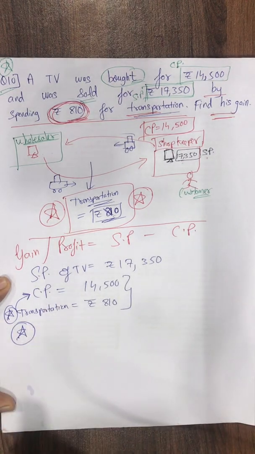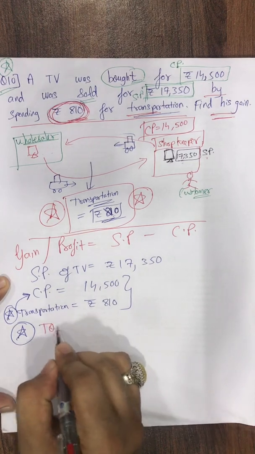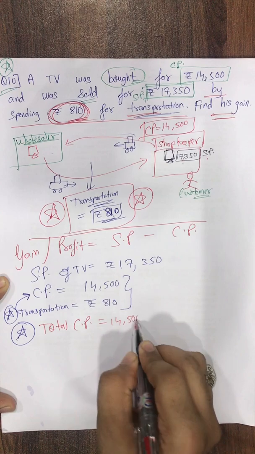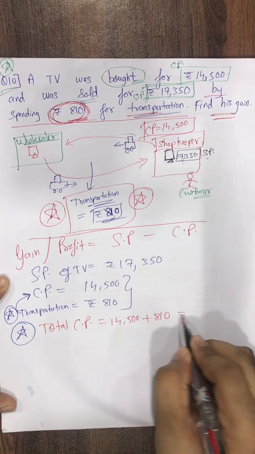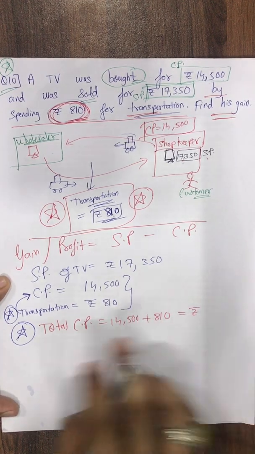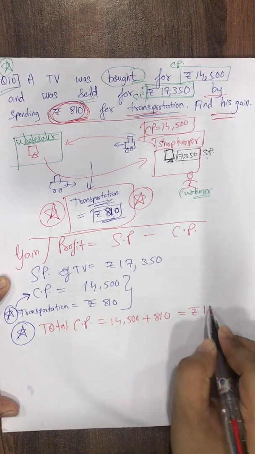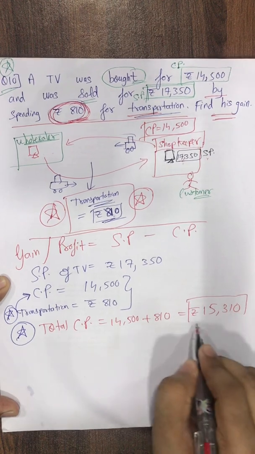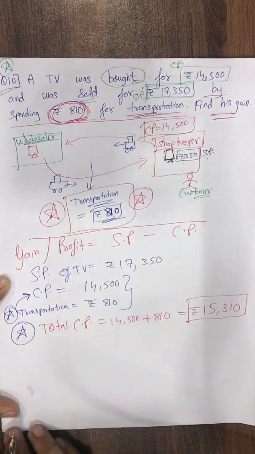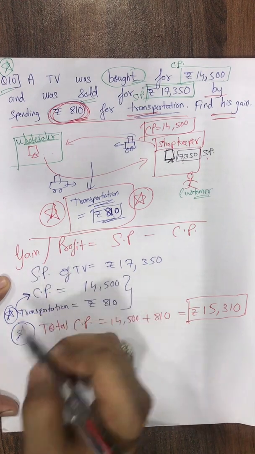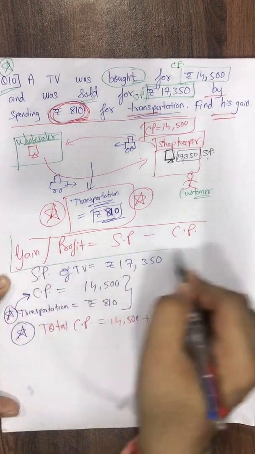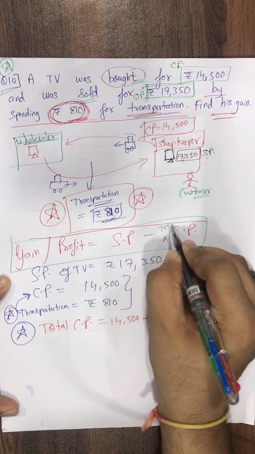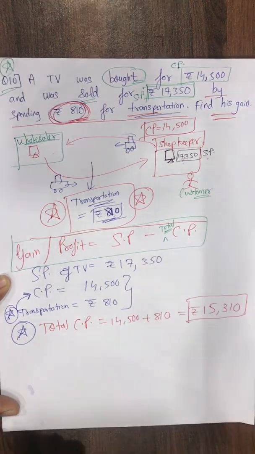So now students, pay attention. I will find the total cost price. Total cost price, what is it? 14,500 plus 810 comes to rupees 15,310. If you add, 15,310 is my total cost price. So what's my formula? My formula is gain or profit is selling price minus cost price. So here now I will add this word: total cost price.